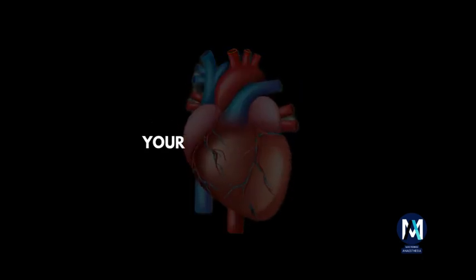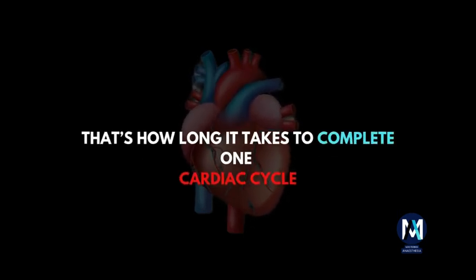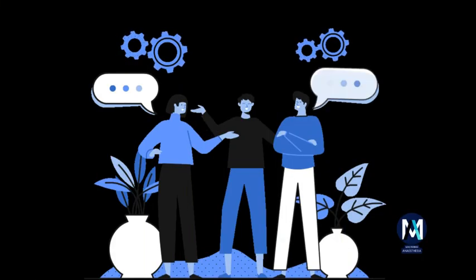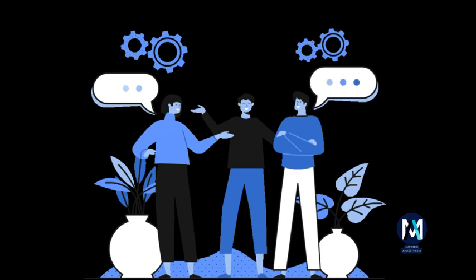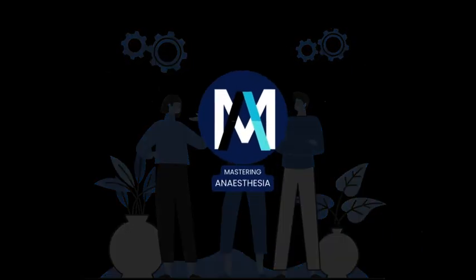That's right. Your heart beats in 0.8 seconds. That's how long it takes to complete one cardiac cycle. Stay tuned till the end of this video as we study the different phases and events taking place in the cardiac cycle. This is Mastering Anesthesia, and let's go.